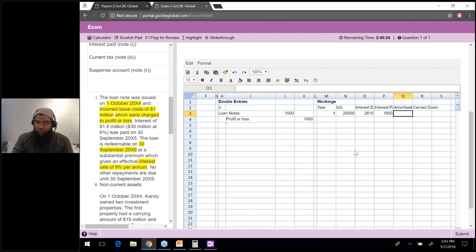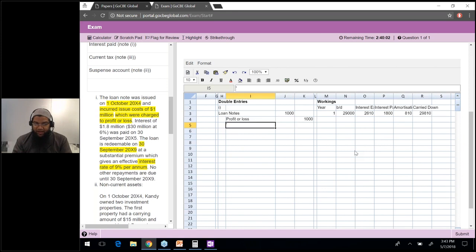So this means that the amortization is 2,610 minus 1,800. That 810 is the amortization. The issue cost expensed out, the premium expensed out, the discount expensed out, and the carried down should be 29,000 plus 810. So this is the value that should be taken to the balance sheet.